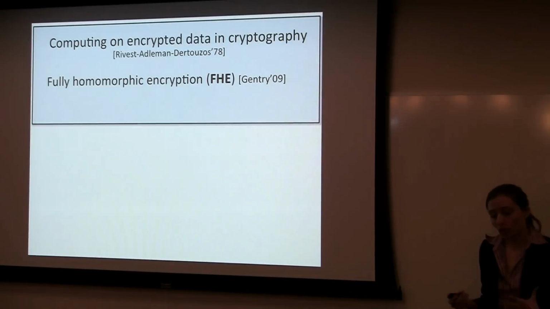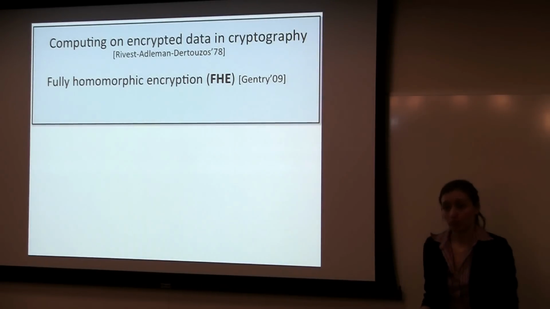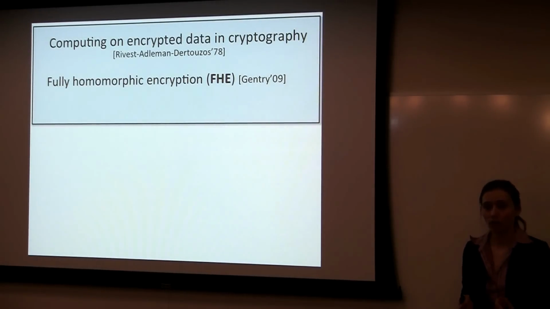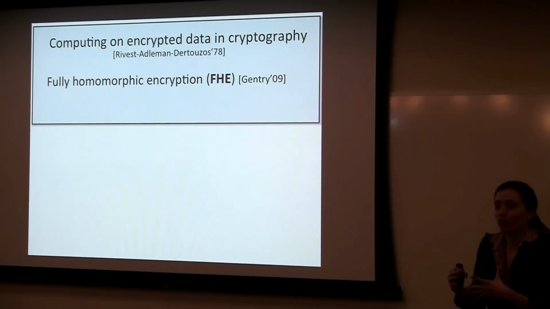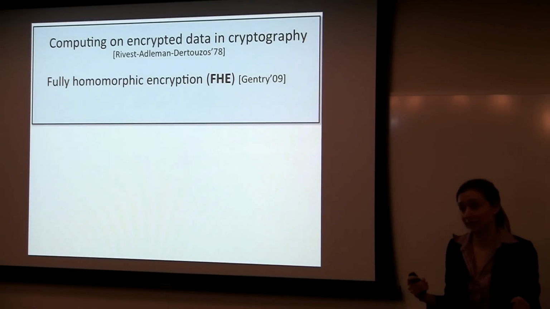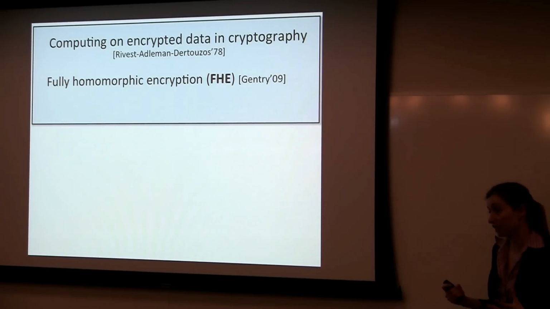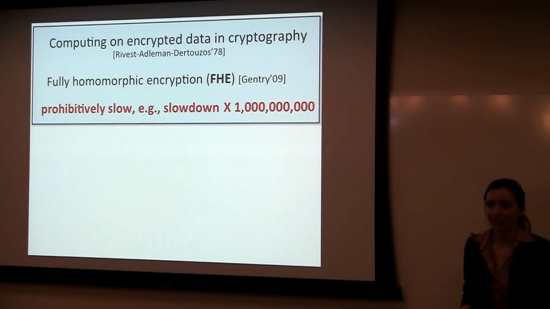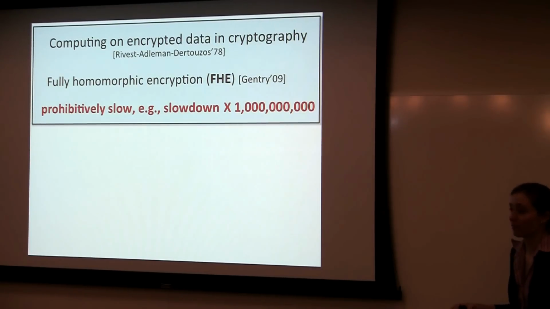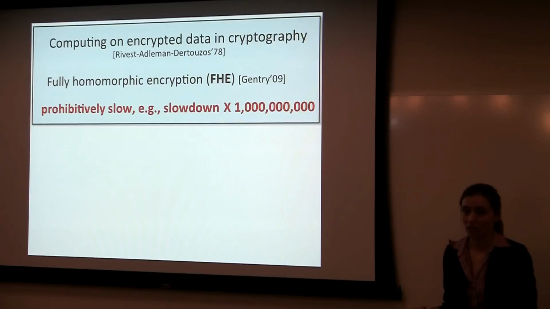So computing on encrypted data was already proposed in cryptography, and cryptographers constructed a scheme called fully homomorphic encryption. This scheme actually supports any function on encrypted data, and it has very strong security guarantees. But the problem is that it's very slow. It's currently 9 orders of magnitude slower than unencrypted computation, which is prohibitive for many systems.